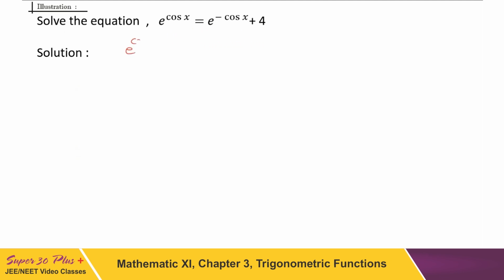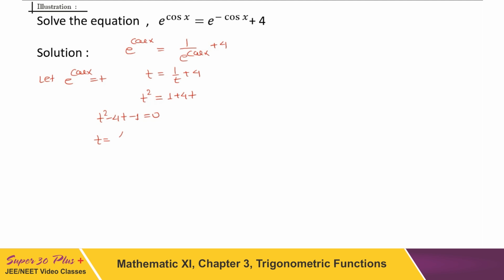We can write e to power cos x is equal to 1 upon e to power cos x plus 4. Let e to power cos x is equal to t. The equation will become t is equal to 1 upon t plus 4. Now simplify it. T square is equal to 1 plus 4t. Now simplify it. T square minus 4t minus 1 is equal to 0. Find the value of t.